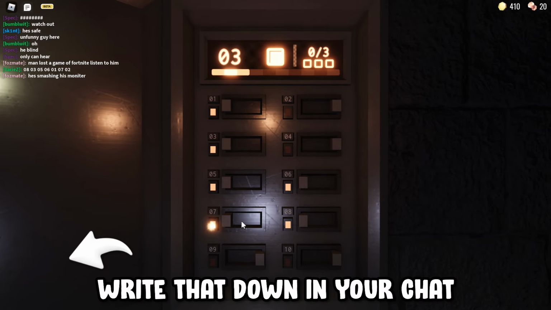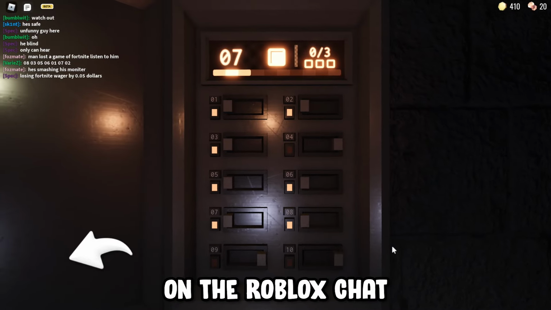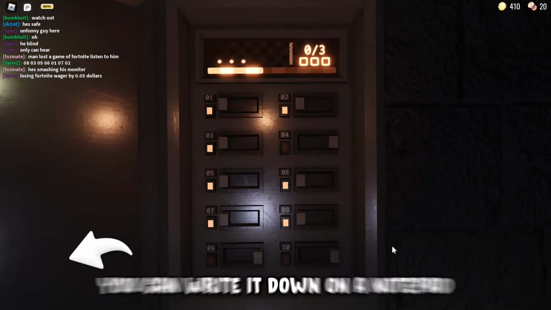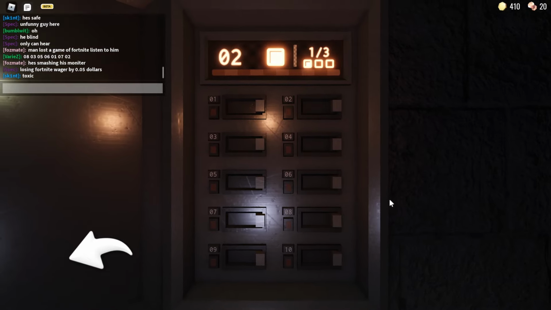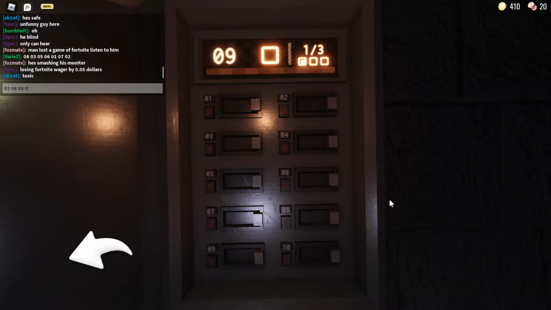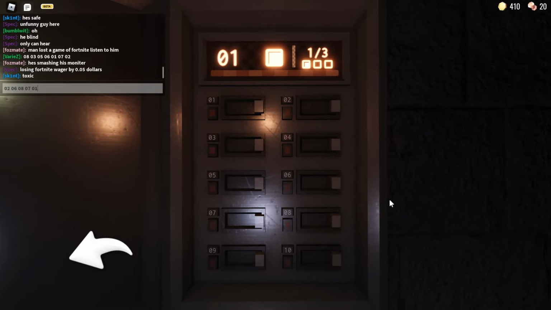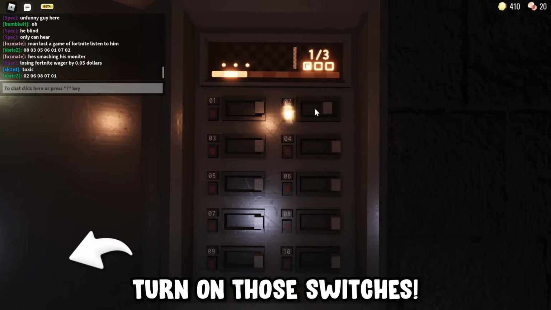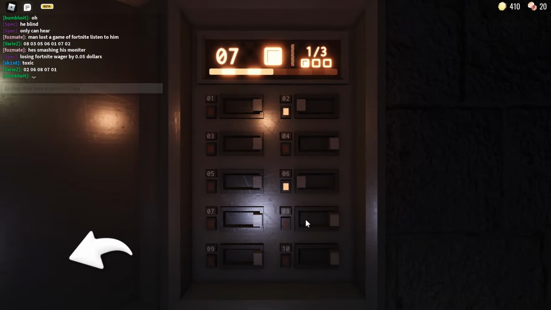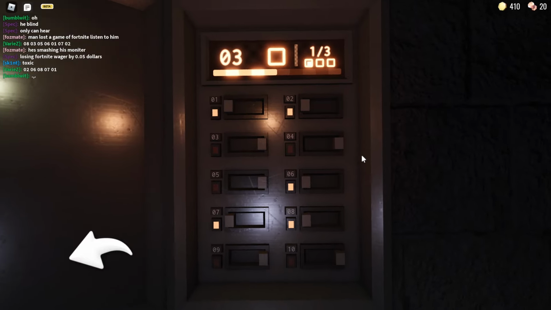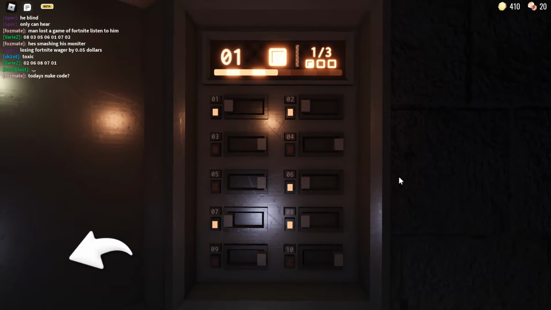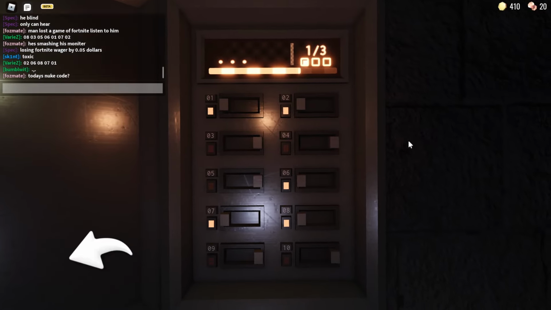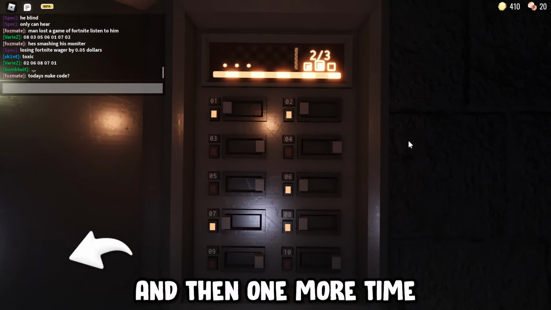Those numbers lit up. Write that down in the Roblox chat, or on a piece of paper, or in the notepad, or wherever you want. 02, 06, 08, 07, 01. Write that down and then turn on those switches, and leave the rest off. And then one more time, and you should be good to go.